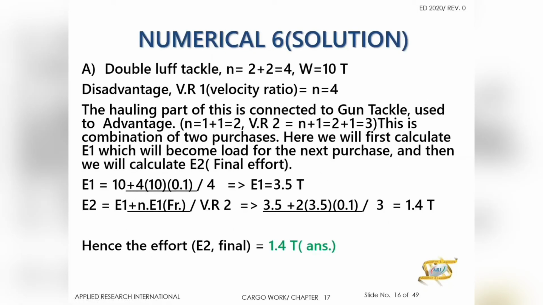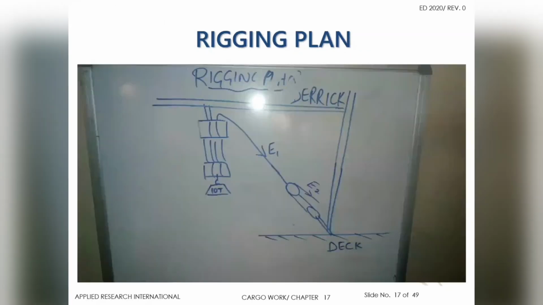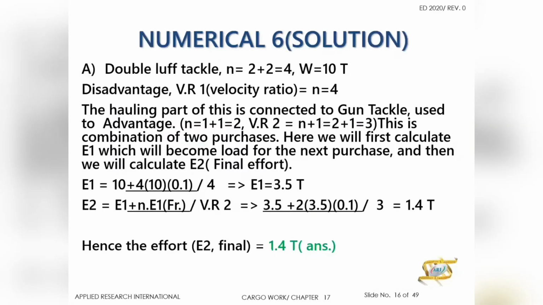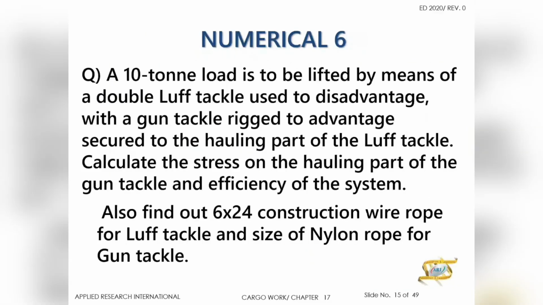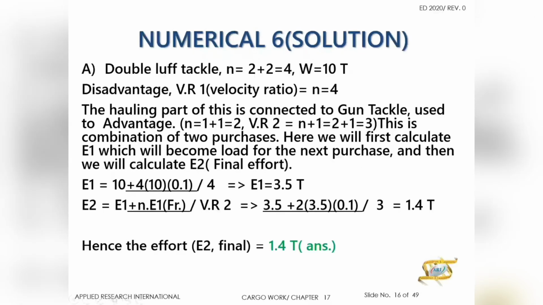VR into 2, sir, E2. Please do it with your own hand. So this is a rigging plan for your reference. Yes, sir. Thank you, sir. Everyone will get 1.4 ton. Then we need to find out other things, efficiency and the size of the ropes etc. So let's do that now.